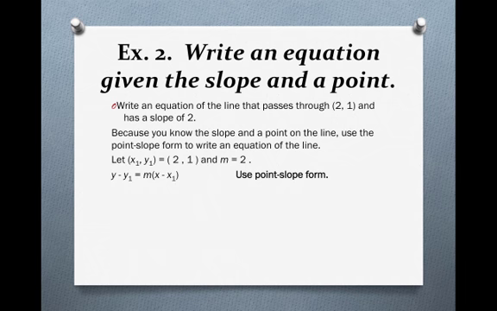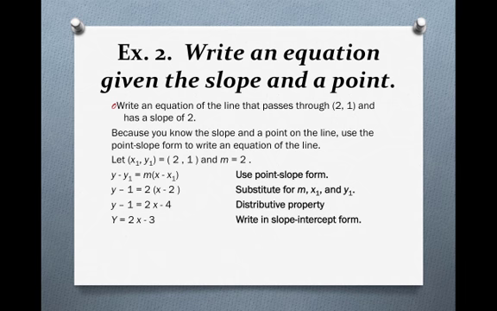Now we're going to substitute. So we have y minus 1, because y1 is 1, equals 2, because the slope is 2, times x minus 2, because x1 is equal to 2. And then we simplify using the distributive property. So we have y minus 1 equals 2x minus 4. We add 1 to both sides to put it in slope-intercept form, and we get y equals 2x minus 3, because negative 4 plus 1 is negative 3.